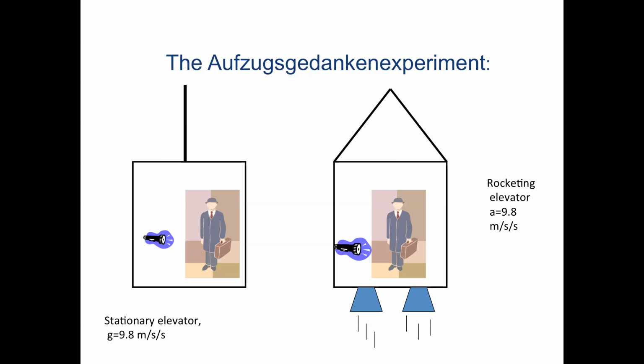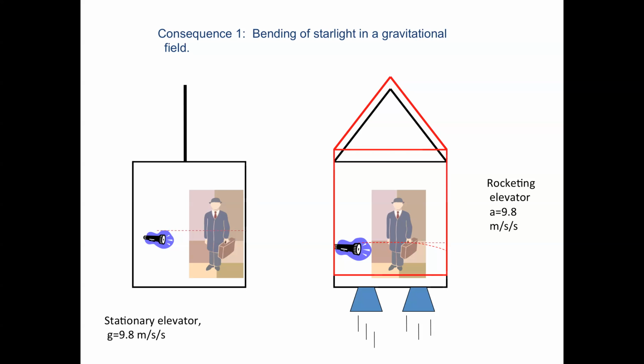So let's look at a few examples here. In our stationary elevator, if we shine light sideways, and in our rocketing elevator, if we shine light sideways, one of the consequences is the bending of light. It takes a finite amount of time for the light to travel across the elevator, and we see clearly in the accelerating case that by the time the light gets to the other side, the elevator will be moving at a different speed than when the flashlight fired, and so a slightly lower point on the elevator will be the target when the light hits it. And this appears to the man inside the elevator that the light path is curving.